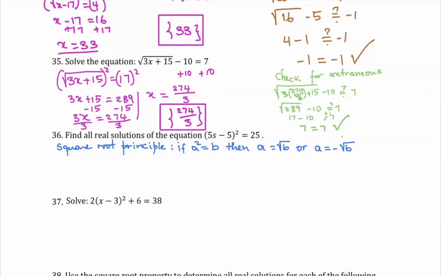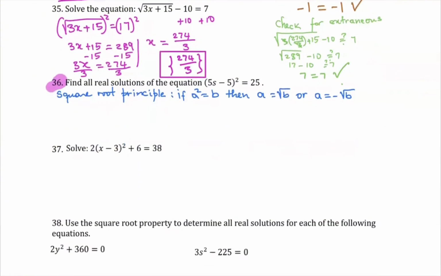In number 36, here we are solving a quadratic equation by using the square root principle. Whenever you have a term or a group of terms raised to the second power, you can isolate that group of terms and then take the square root of both sides to solve the equation. That's called the square root property. If you have something squared equals another number, then you will have two solutions: the thing that was squared equals the square root of the other side, or the thing that was squared equals minus the square root of the other side.